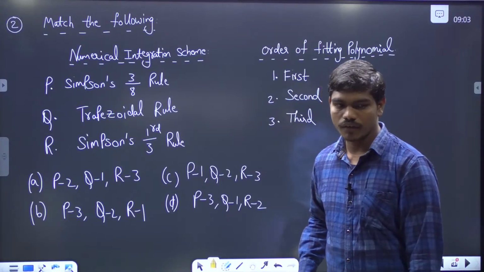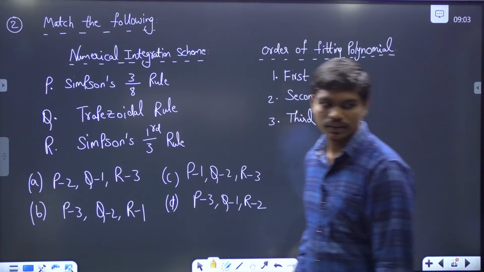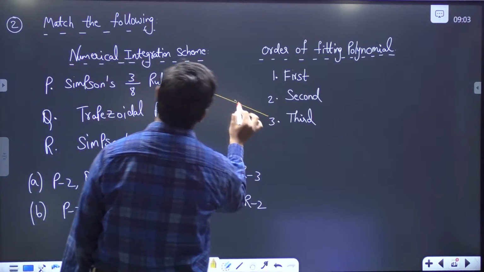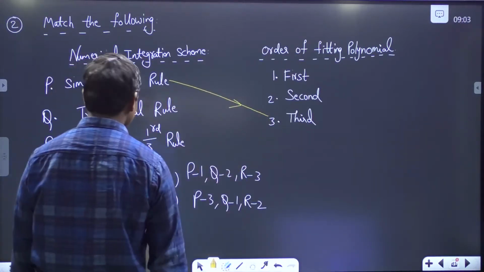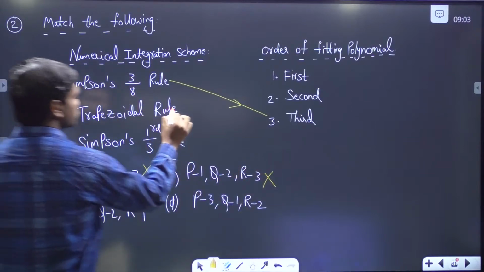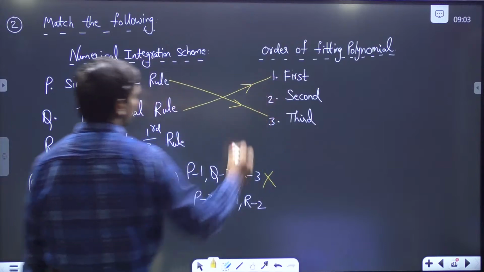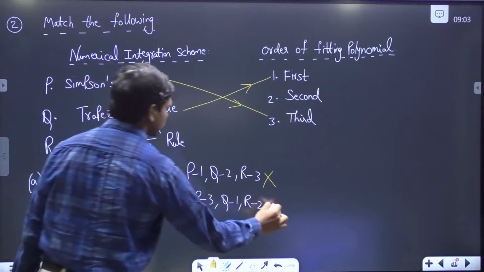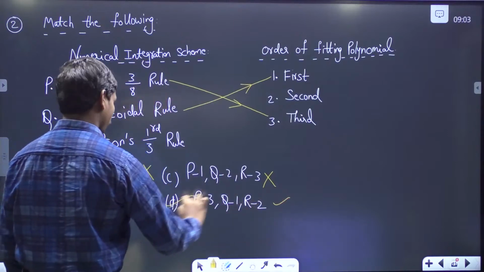Option D. Now you are very fast to answer this, correct? Because we know Simpson's 3 by 8 rule, we fit a third order polynomial. So P should go to 3. Means these two are wrong options. Next, trapezoidal rule, we fit with a linear polynomial. So Q should be 1, which is not here, but it's here. And of course, R should be 2.